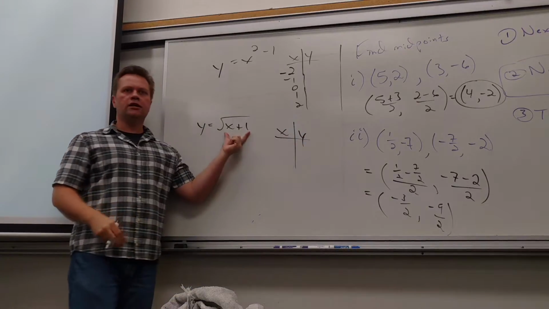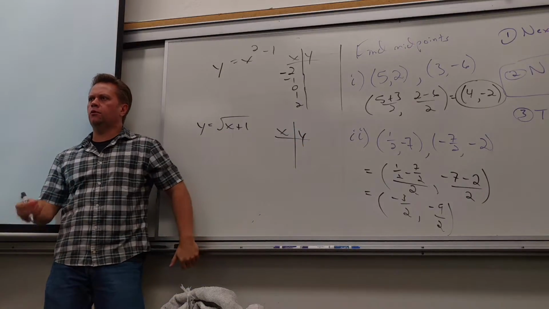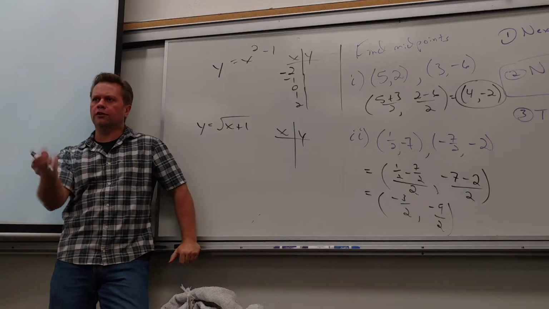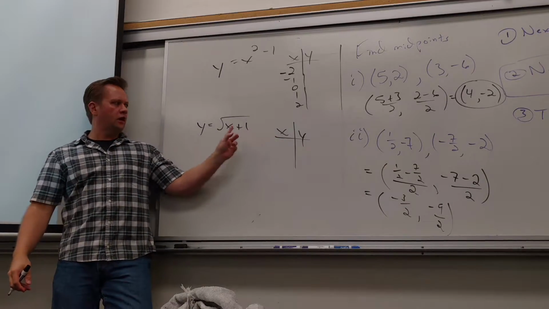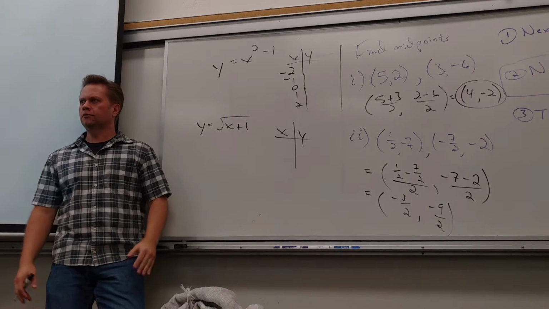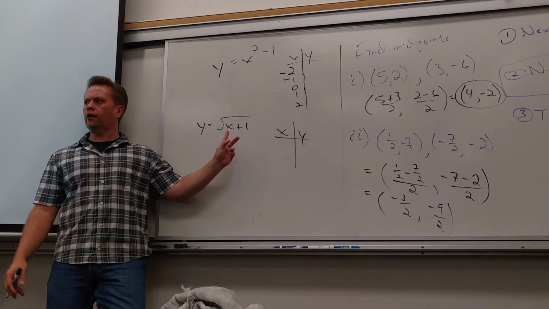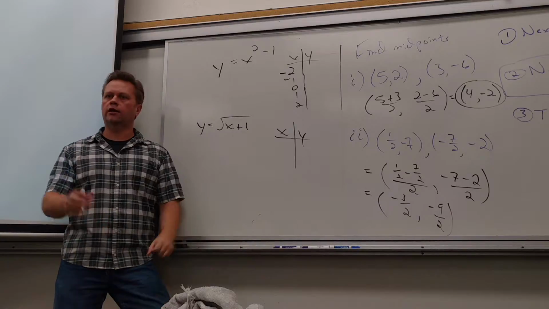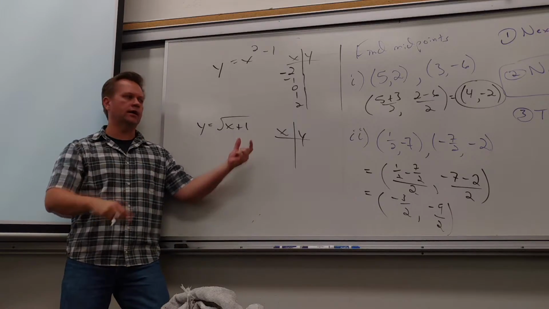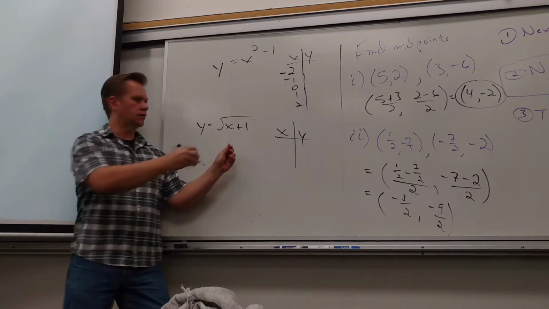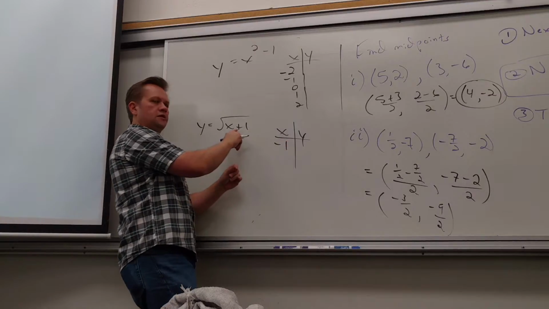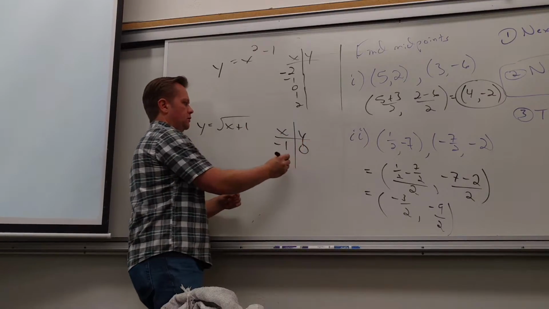I have to understand what I'm allowed to use, and that's one of the first things we use domain for. I know how to make my table if I know what x's I'm allowed to use, right? So what's the smallest x I'm allowed to use? We just figured it out. Negative 1, because that makes the inside 0. So when you plug a negative 1 in, you get 0. Square root of 0 is 0.